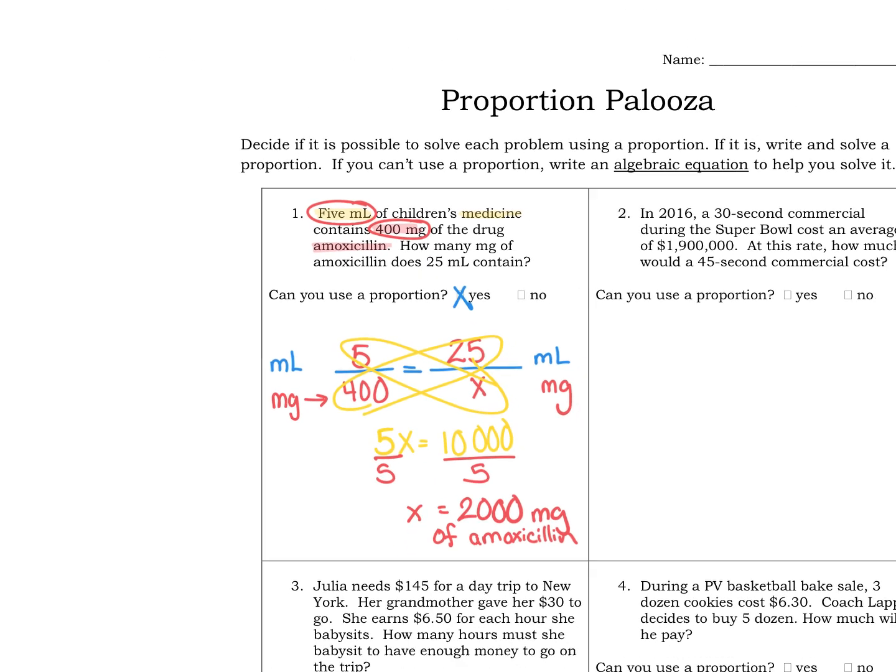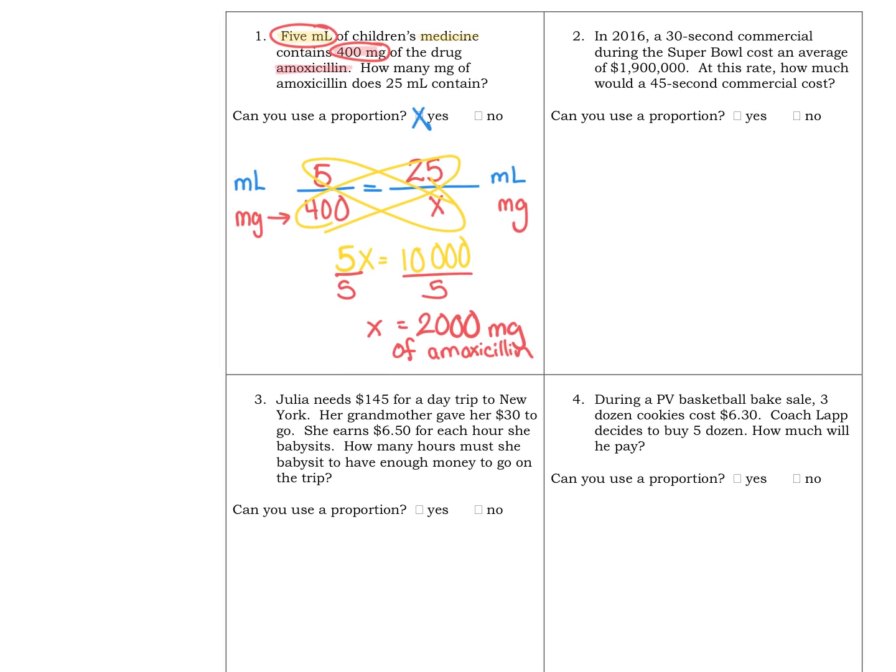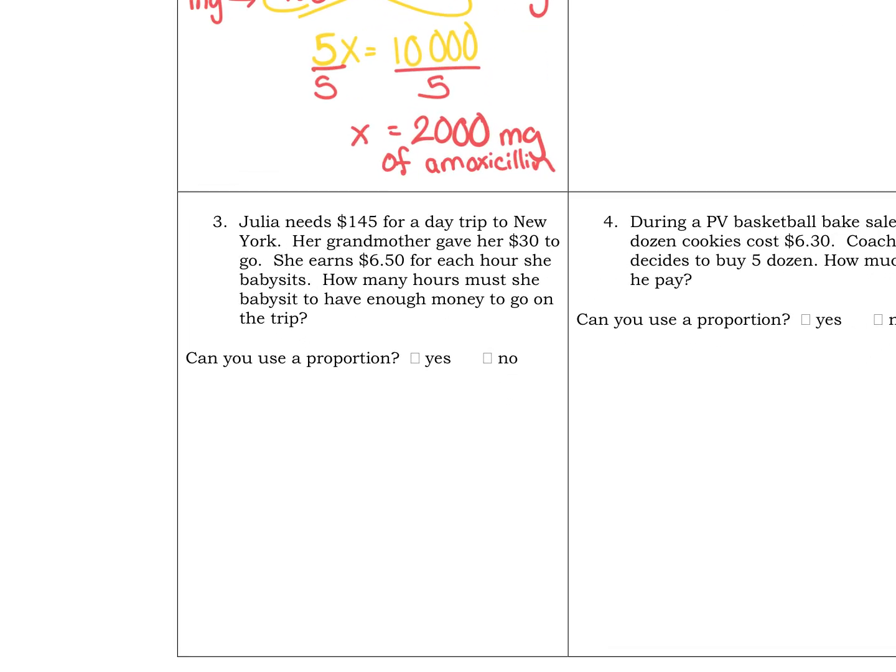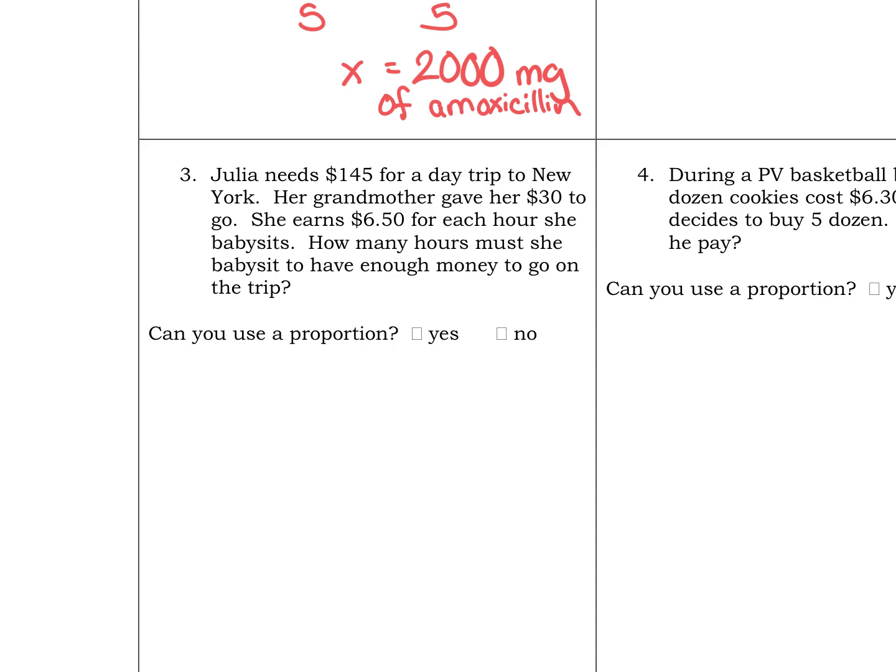Okay, we're going to look at one more here. So let's go down to 3. Julia needs $145 for a day trip to New York. Her grandmother gave her $30 to go. She earns $6.50 for each hour she babysits. How many hours must she babysit to have enough money to go on the trip? So I don't see a comparison of 2 different things here.